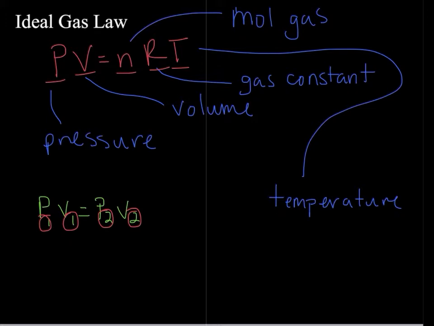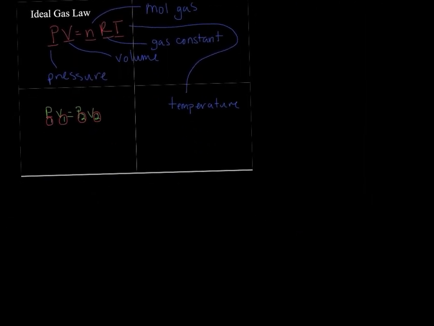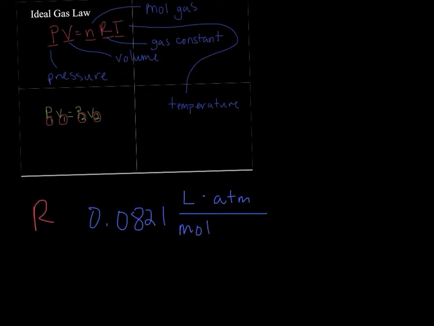Really the only thing you shouldn't recognize in this equation is probably the R. R, again, is your gas constant. R can have several different numerical values. For instance, one R value is 0.0821 liters times atmospheres divided by moles times Kelvin.